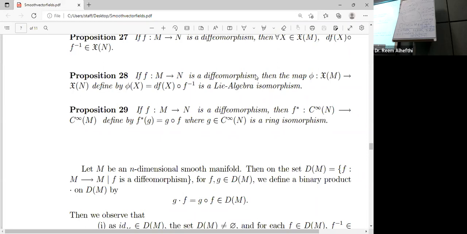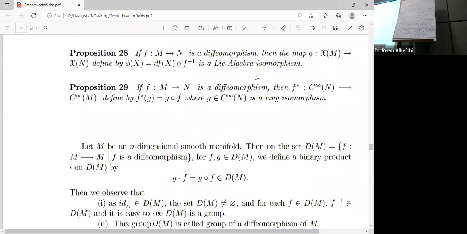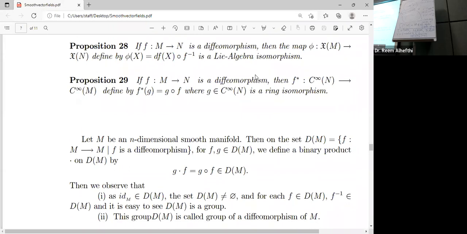If F is a diffeomorphism, then you have an induced ring isomorphism, F star, from C infinity of N to C infinity of M, and the definition is there. Is it clear? So once you have a diffeomorphism, it gives you an isomorphism of Lie algebra to Lie algebra, and also it pulls back through an isomorphism of ring to ring, right? Is that clear?